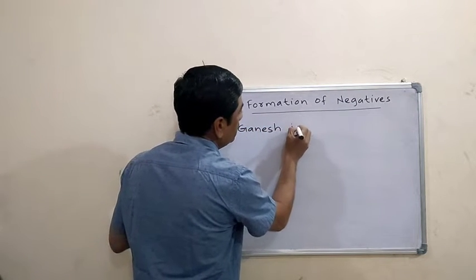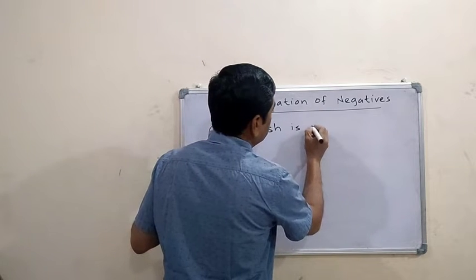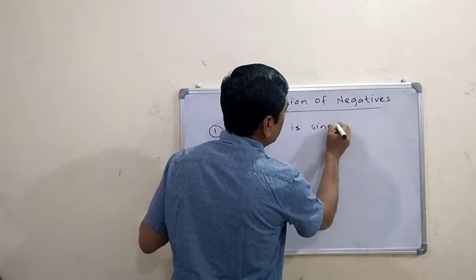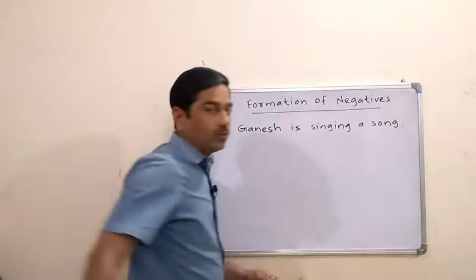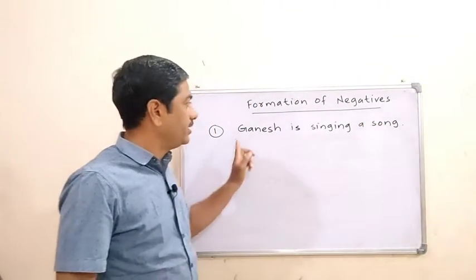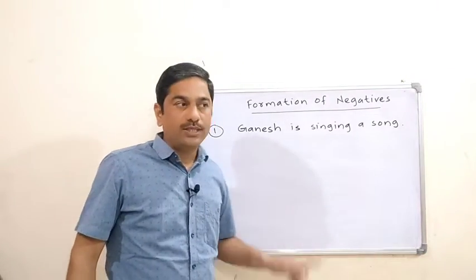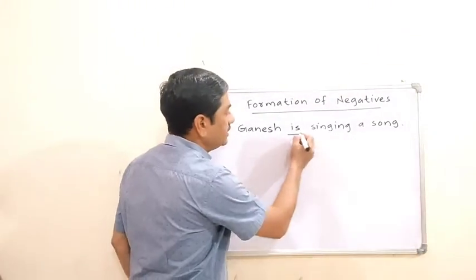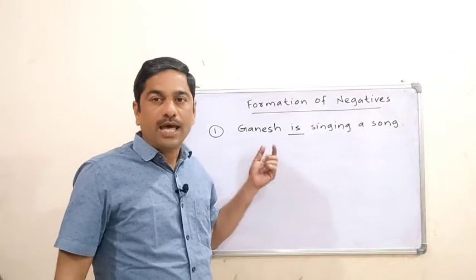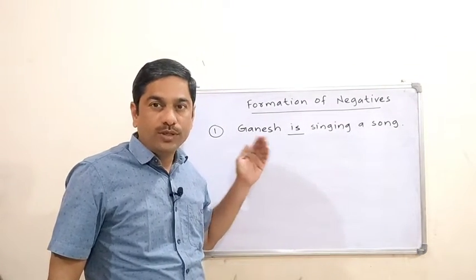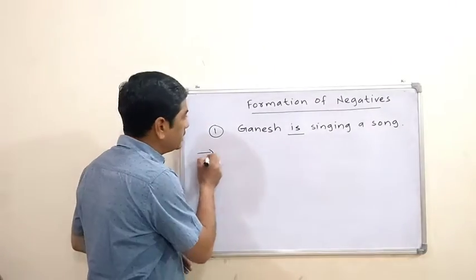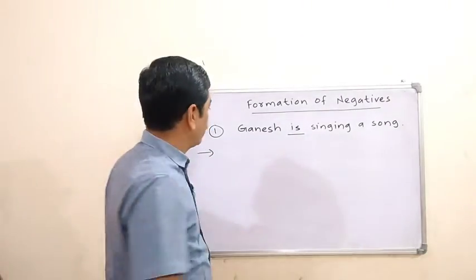Ganesh is singing a song. So look at this sentence carefully. Ganesh is singing a song. In this sentence, it is a special verb or an auxiliary verb. You have to change this sentence into negative. So how will you change? You will just add not after is.